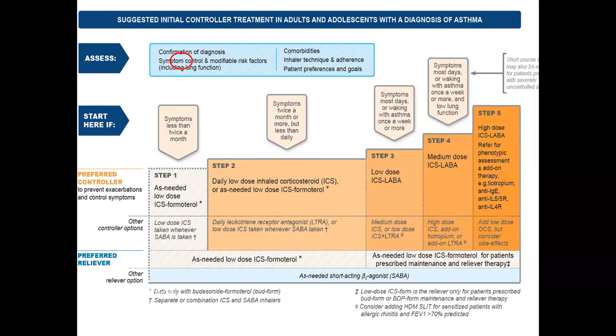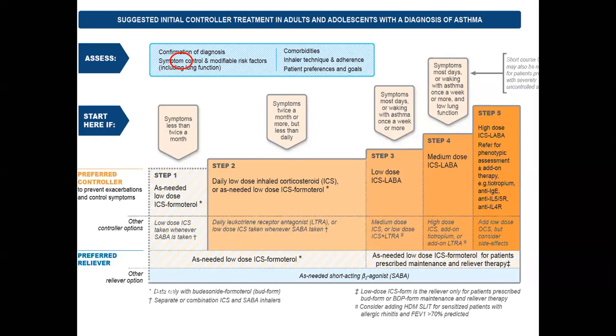So remember, it's a stepwise approach. You start with low-dose inhaled corticosteroids. Initially, it is intermittent, as and when required. So step 1 is when there are only 1 or 2 episodes monthly. No need to give on a daily basis. You just give low-dose inhaled corticosteroids along with LABA, that is formoterol, whenever needed.